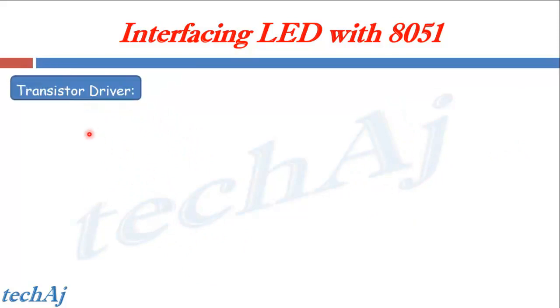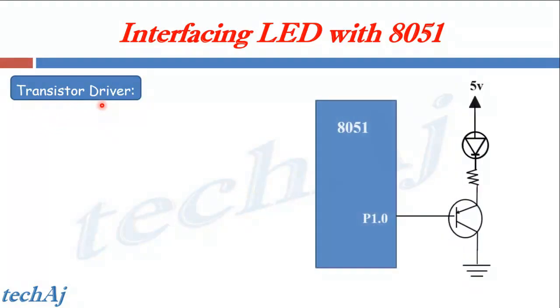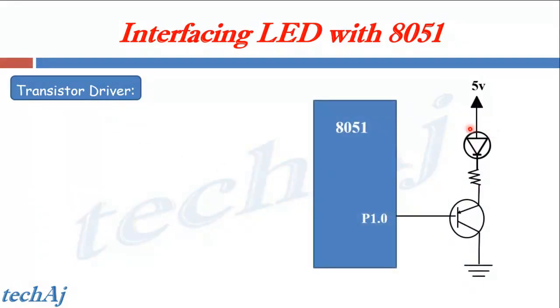The third configuration, which is the most commonly used configuration for interfacing the LED with the 8051, is transistor as a driver. In this configuration, the LED is connected in such a way that it is driven by the external supply, but its current is sunk by the external ground. The transistor is placed in between, acting as a switch. And this transistor switch can be turned on and off by the microcontroller pin.